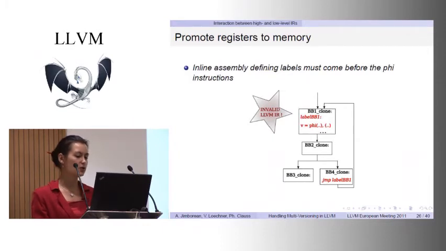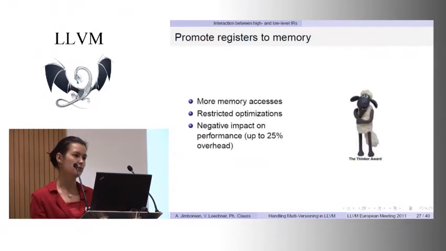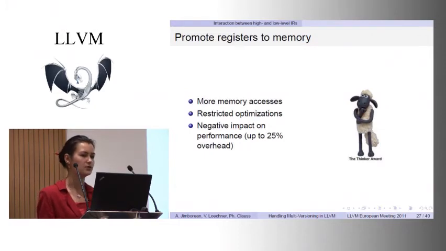So this is mainly the problem that we could not solve and which restricted us, and we had to promote the registers to memory to eliminate the Phi nodes. The problem that comes from here is that we have more memory accesses. We restrict a lot of optimizations because now we have to go to memory and come back from memory, so optimizations cannot do much with this. And we have a negative impact on performance, up to 25% overhead when we evaluate it on the SPEC benchmarks.